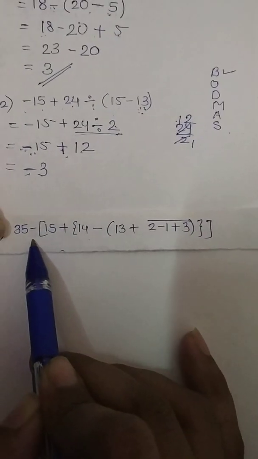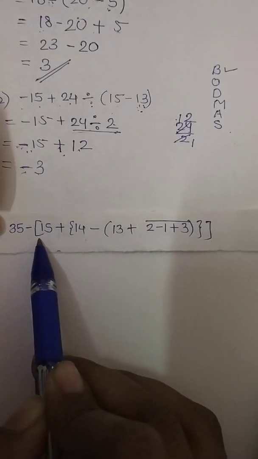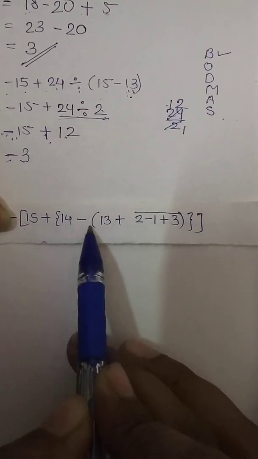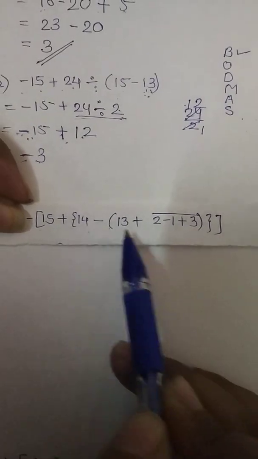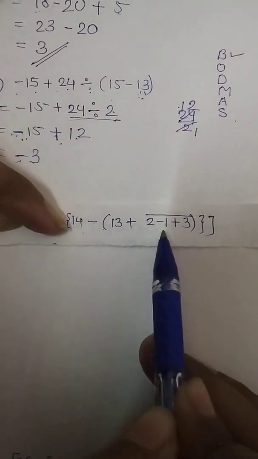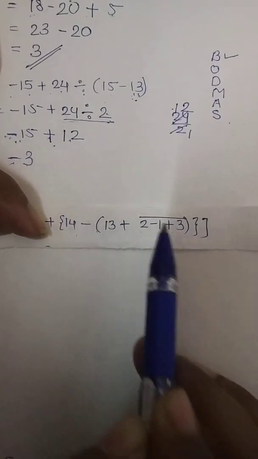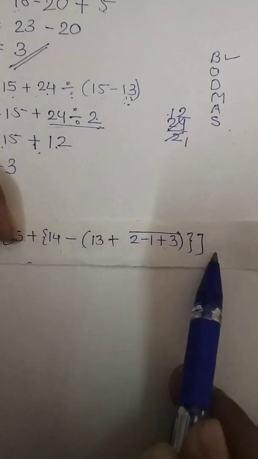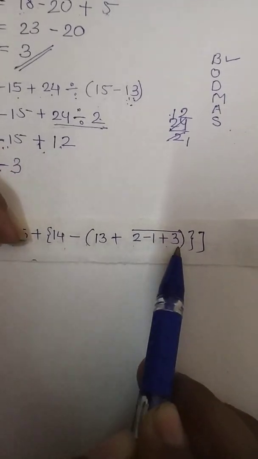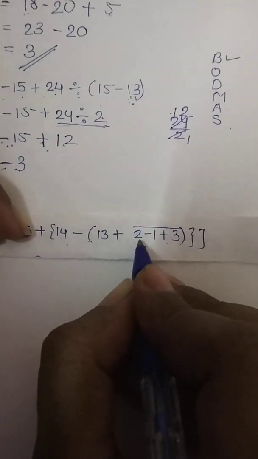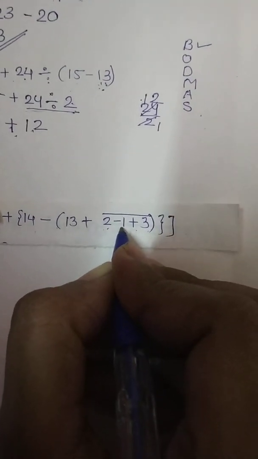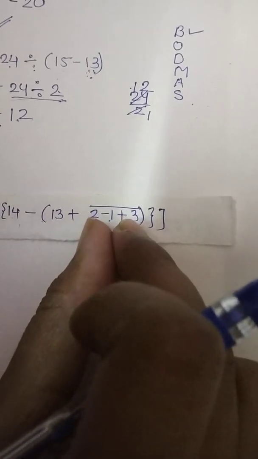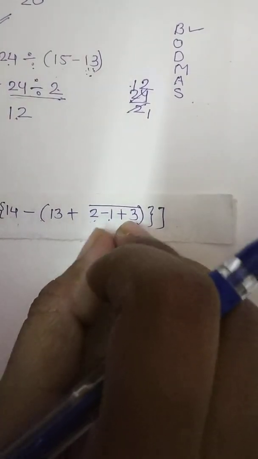Minus 35 minus big bracket 15 plus curly bracket open 14 minus small bracket open 13 plus 2 minus 1 plus 3 in bar, that is the first bracket, then all the brackets close. So we'll solve this first. So 2 minus 1, 1 plus 3, 4. Like this way we are going to solve this bar bracket, vinculum.